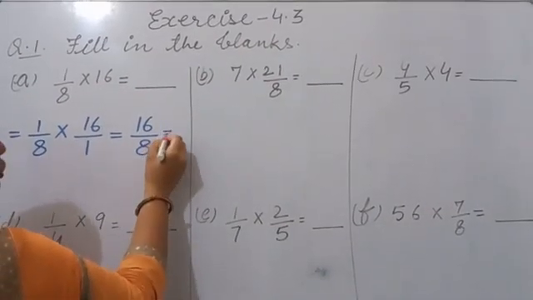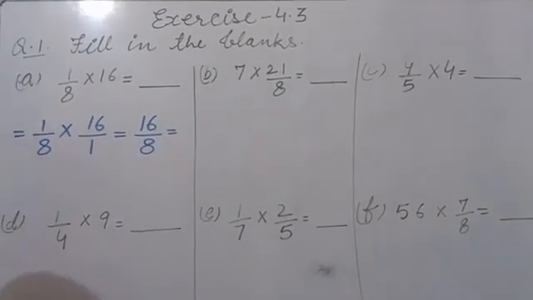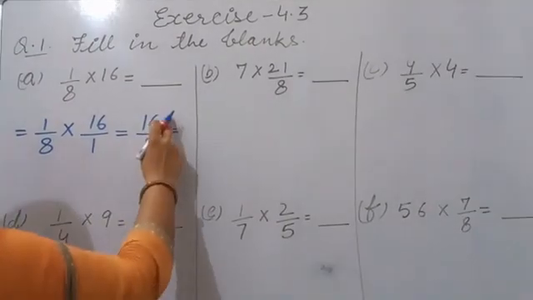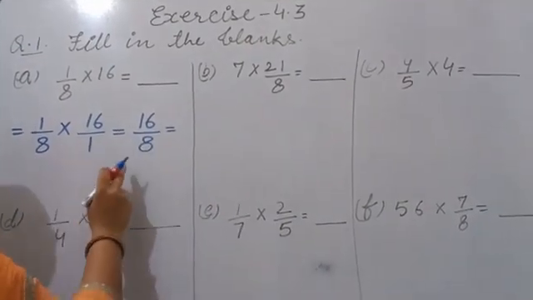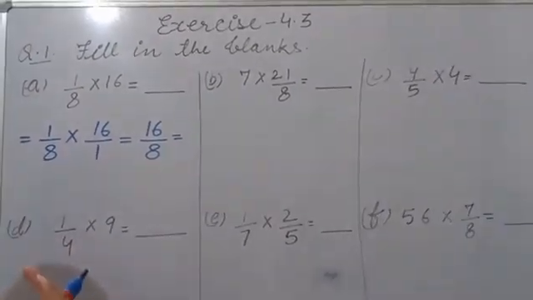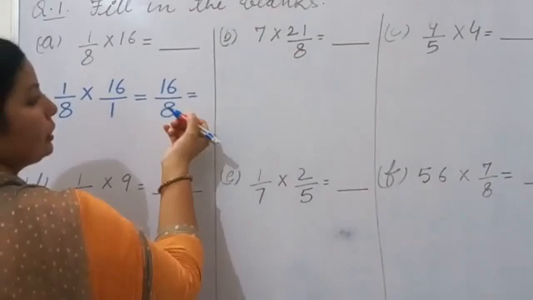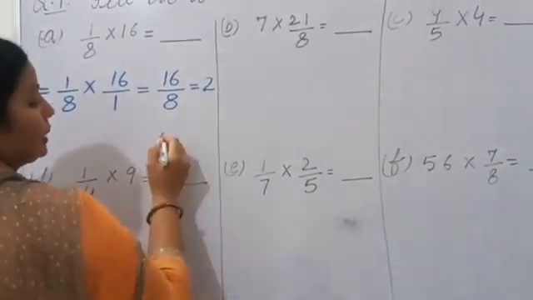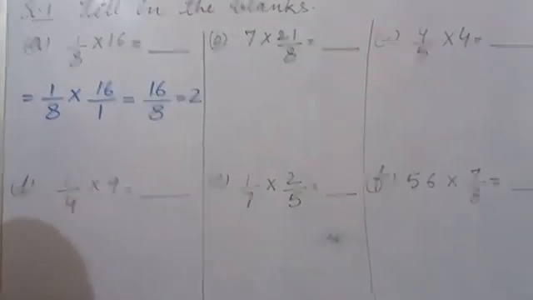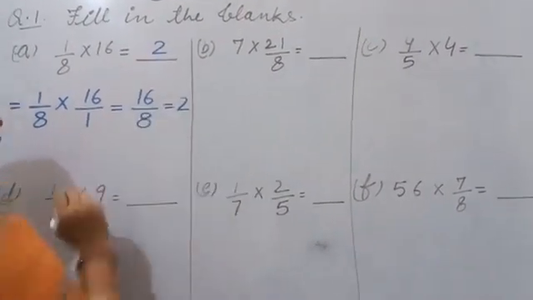Now numerator divided by denominator, because this is an improper fraction. Numerator is big and denominator is small. So 16 divided by 8. In the 8 table, 8 ones are 8 and 8 twos are 16. So that means this is equal to 2. 16 divided by 8 equals 2. So 2 is our answer. So we can fill it in here also.